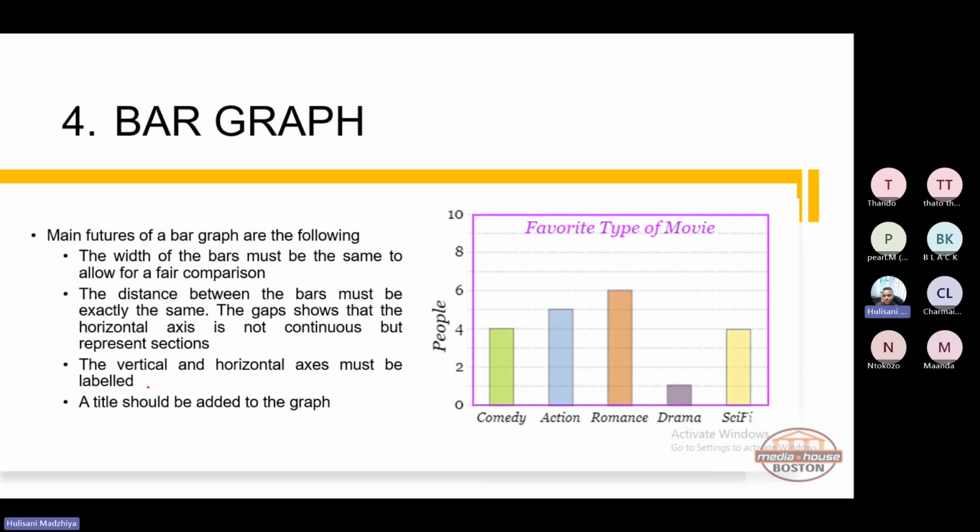So here we've got the information that a bar graph can be either vertical or horizontal, and one of the most important things is the discrete data, and also the distance between the bars must be exactly the same. So the gap in between must always be the same. When you split your categories, make sure that the differences between them are the same, as well as the width of your bars. The only thing that will not be the same is the height of the bars. And a title should be added to the graph. Here it says that the width of the bars must be the same to allow for comparison.